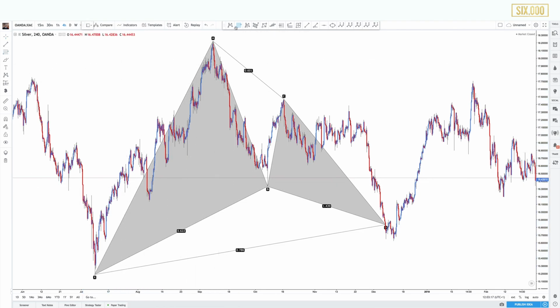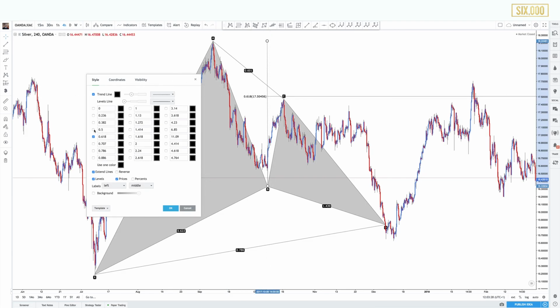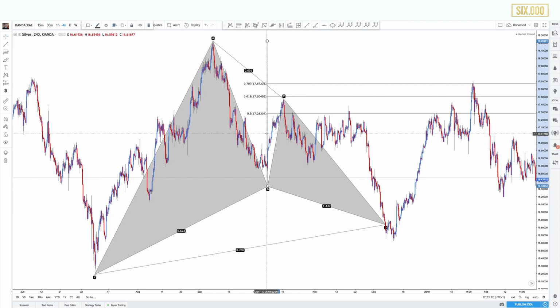The C point also forms a 618. And I'll illustrate this just now, but just add in a few more ratios. We're going from A to B. That's our retracement for the C point. We've got a 0.5, and the next ratio above that would be 0.707. We can see how close price is to the 618.